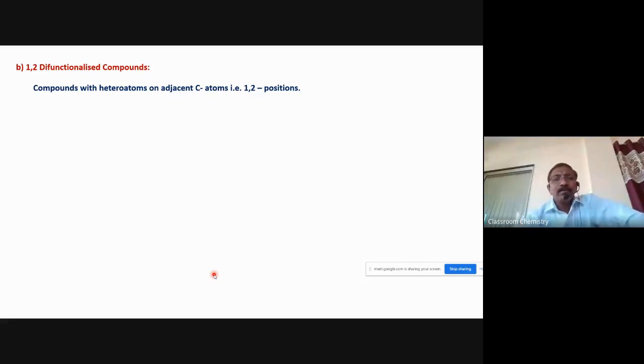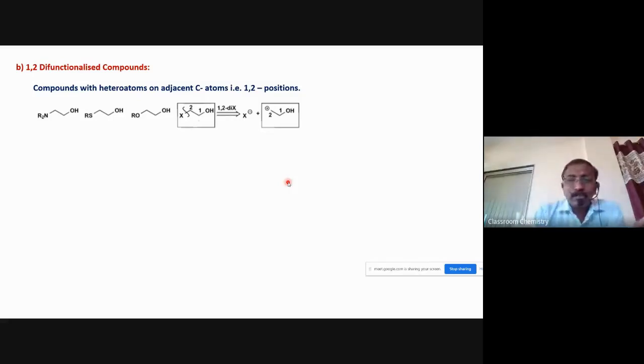Now we'll move towards 1,2 difunctionalized compounds. So this is 1,1. Now we can move towards 1,2 difunctionalized. So 1,2 difunctionalized is nothing but the compounds which contain two heteroatoms which are on adjacent carbon atoms. So they are at position 1 and 2. They are not attached to one and the same carbon atom, but they are attached to the corresponding adjacent carbon atoms. So generally, when we see the two functional groups, hydroxyl group is always there, nitrogen is there, sulfur is there. So heteroatoms like oxygen, nitrogen, and sulfur are attached to the adjacent carbon atoms. It is called 1,2 difunctionalized compounds.